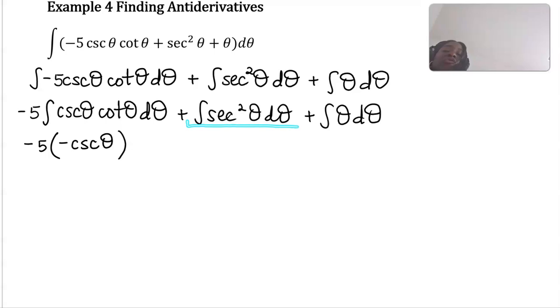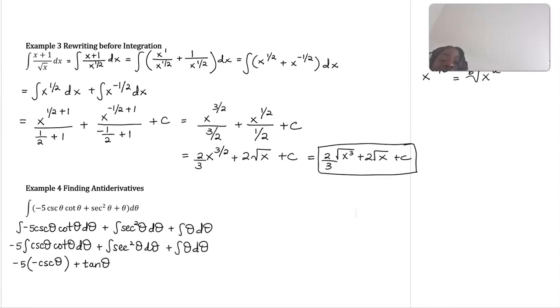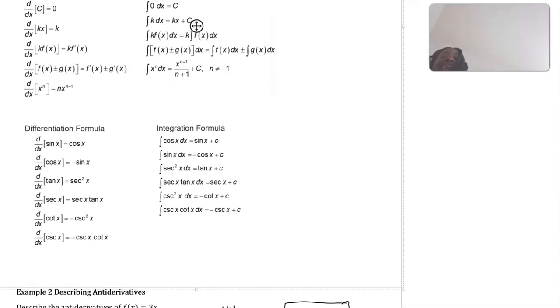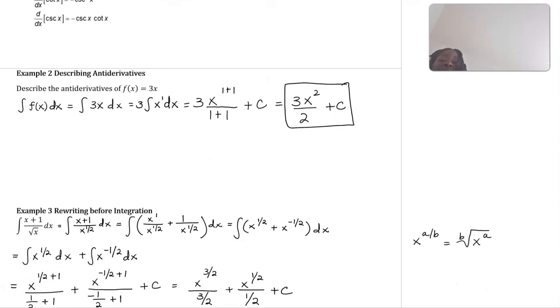Second, we have the integral of secant squared d theta, integrating with respect to theta. So we're asking ourselves, what do we take the derivative of in order to get secant squared? If you are familiar with your derivative rules, you probably know that it is tangent. I will go up and show you that rule here that says that the integral of secant squared is the tangent function. And that is because the derivative of tangent is secant squared.